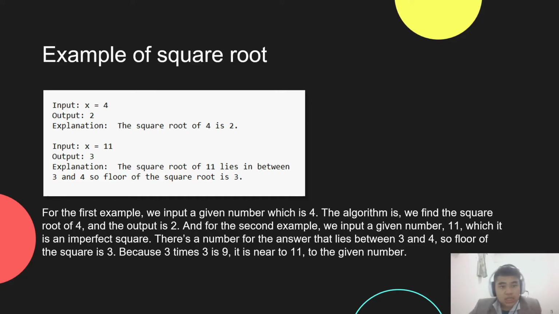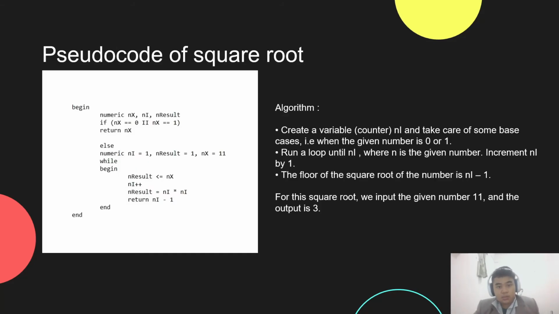So this is an example of square roots. You can see here the input is 4, the output is 2 because the square root of 4 is 2. For the next example, the input is 11, the output is 3. Because the square root of 11 lies in between 3 and 4, so the floor of the square root is 3, because 3 times 3 is 9. It's nearby to 11.